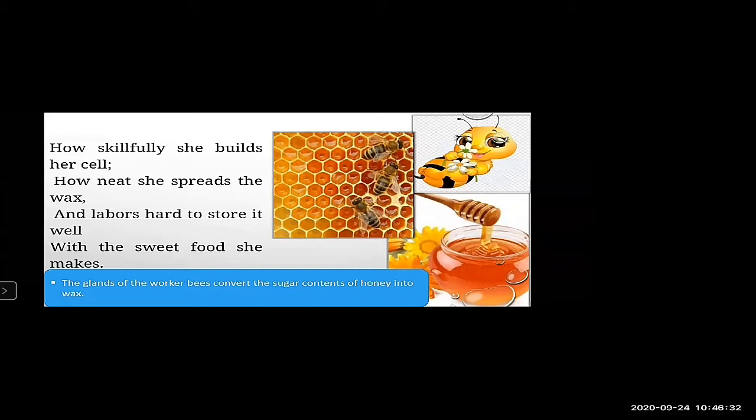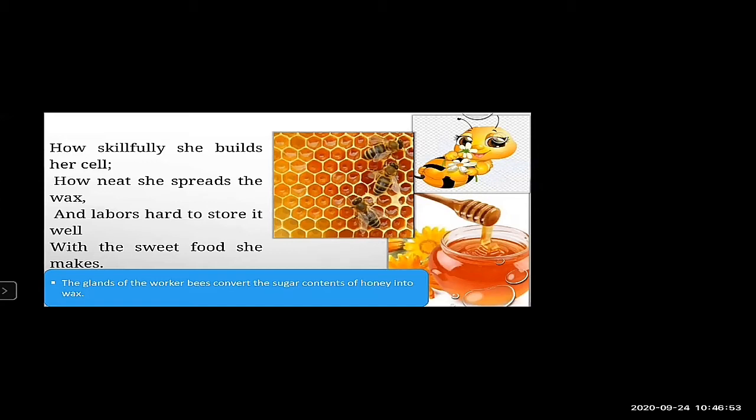So, from this poem, we get a message that if you work hard and if you do continuous work, you will become skillful, you will become good at your work, and you will achieve your goals in your life.